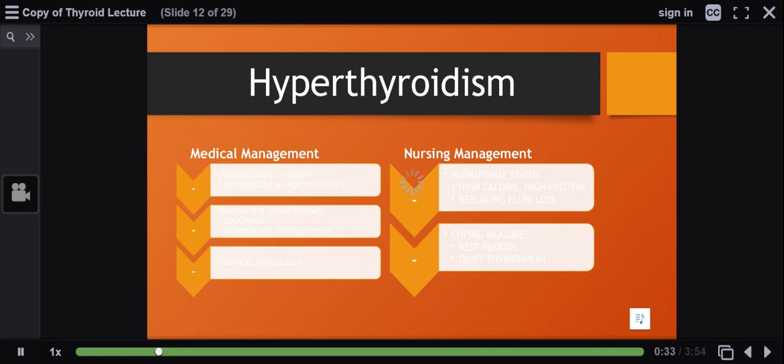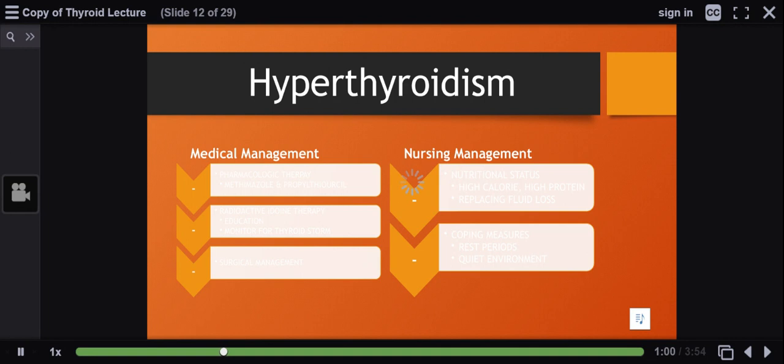We want to educate the client to take these medications 30 minutes before food in the morning to avoid any decrease in the absorption of the medication. We also want to educate the client to get a CBC and liver function test before starting these medications, as these medications can cause neutropenia or thrombocytopenia.